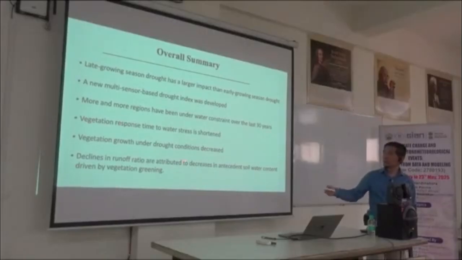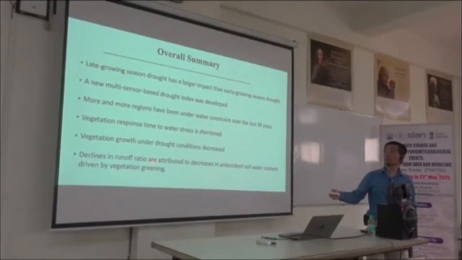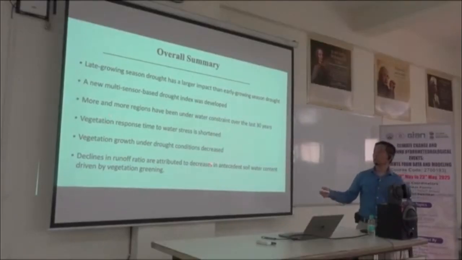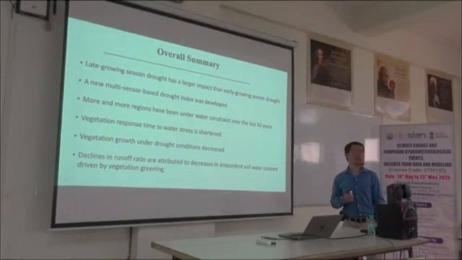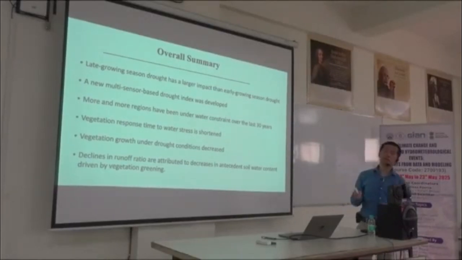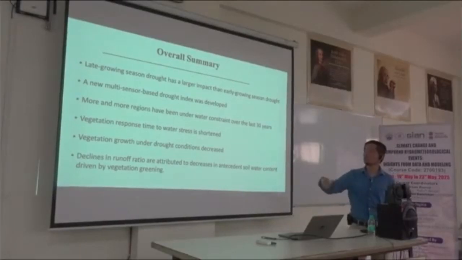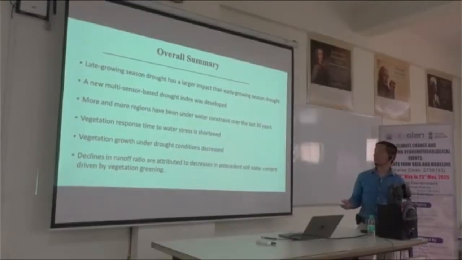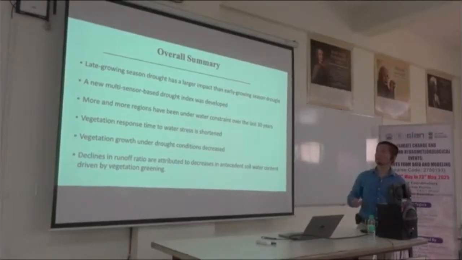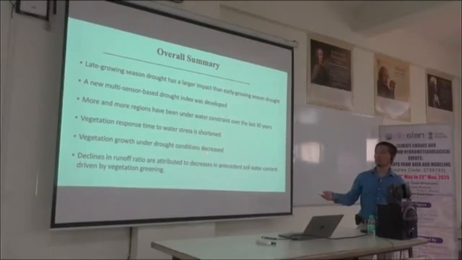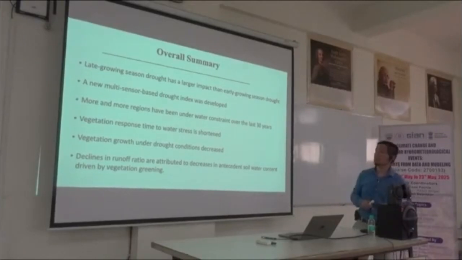And based on the correlation between vegetation index and water index, what we show here is that in the past 30 years, we think vegetation growth has become more and more water limited. Another piece of evidence is that the response time to drought is much shorter now. Also, if we pick only drought conditions and look at plant growth during that period, we can see that over the years, under the same type of drought condition, vegetation growth has become less.